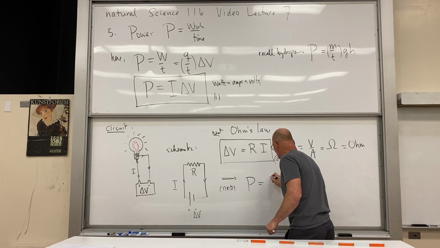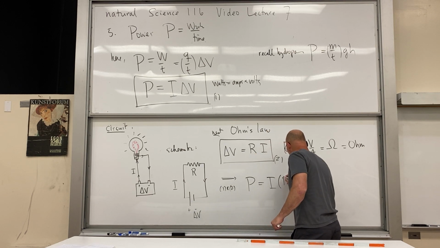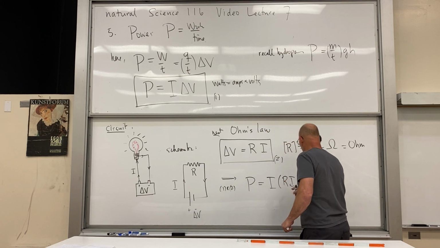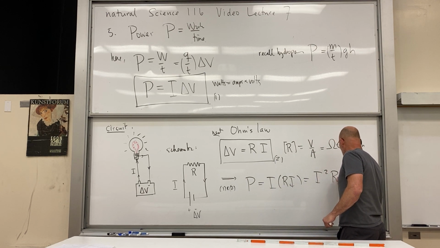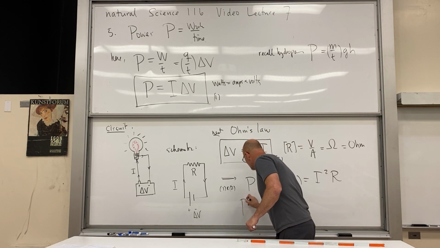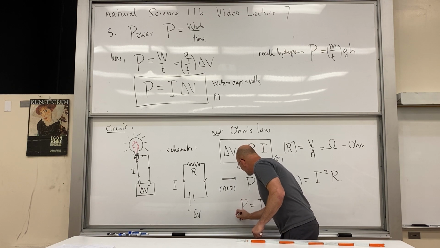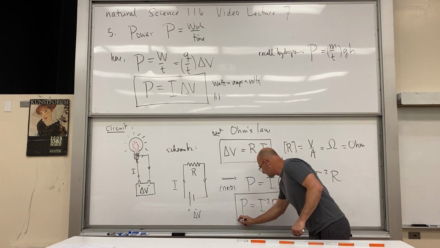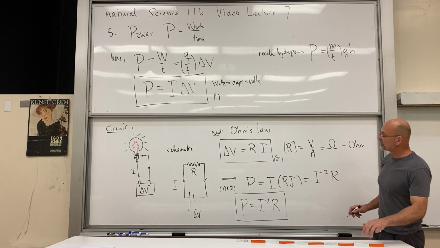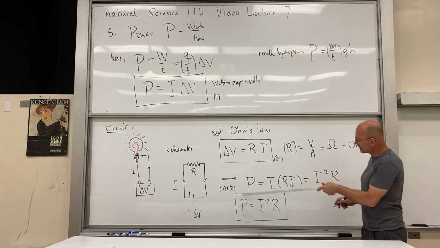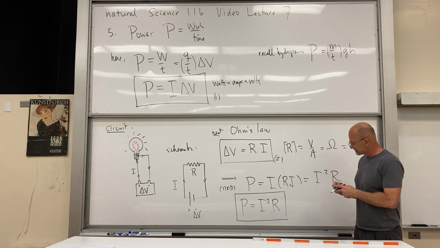P is equal to I. And now for the delta V, I'm going to plug in the R times I. And now you see I have I squared. So that's I squared R. I'll put that down here alone and in a box. I squared R. Now this has some significance for the practical discussion. In principle, we only need these two because this is just a direct corollary. But for the practical discussion, this is important.